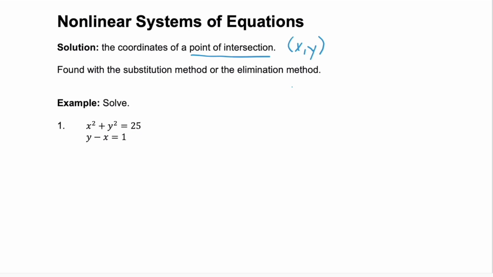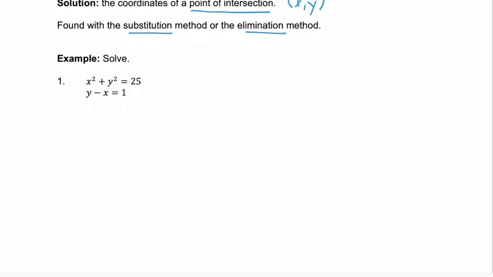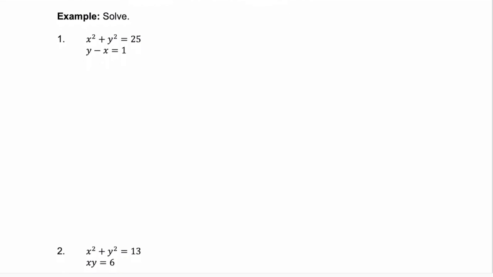Systems of nonlinear equations can be solved with substitution or elimination. I tend to use the substitution method. In example 1, we have these two equations. We have a circle and we have a line. I say we rewrite the line in terms of y equals 1 plus x, and then we can substitute it into our first equation, the circle, and solve.